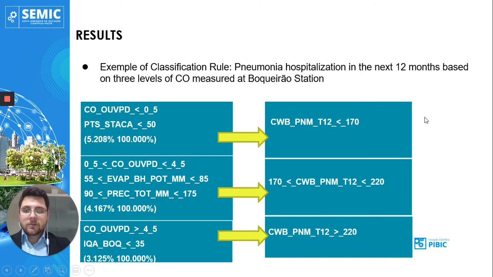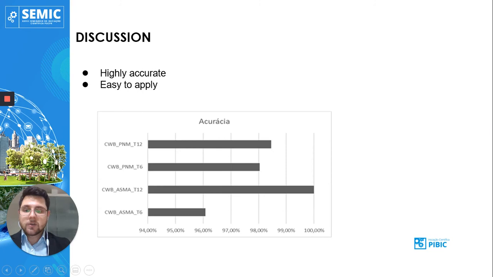Here's another example using carbon monoxide concentration measured at Boqueirão Station and the hospitalization for pneumonia. This number here shows that in 100% of the time that this condition took place, we had less than 170 hospitalizations. This method showed an accuracy of over 96% in all scenarios.